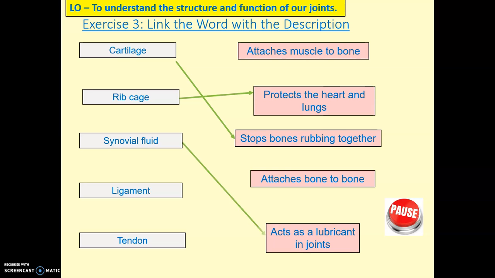The synovial fluid acts as a lubricant in joints. It reduces friction. It's not as painful. Ligament attaches bone to bone, and the tendon attaches muscle to bone. Give yourself a mark out of 5. Excellent if you got 5. 4, brilliant. 3, well done. 2 and 1, let's look at that improvement, understand the misconceptions there.